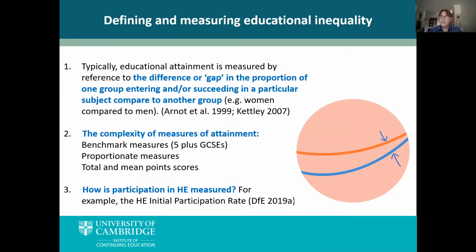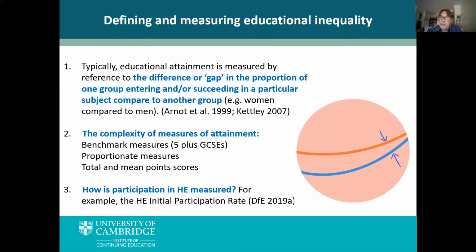These sorts of measures become more and more complicated. For example, in my own research, I focused on using total and mean point score measures of educational inequality. And these are more sophisticated because they assign numerical values to particular grades in a subject, and then sum these up and take the mean of them.